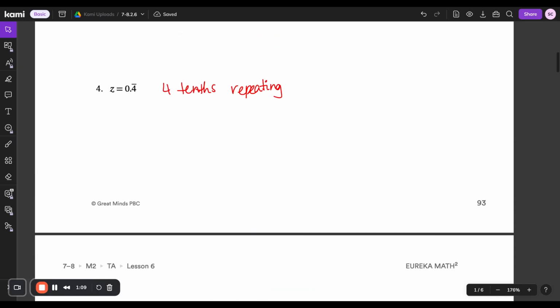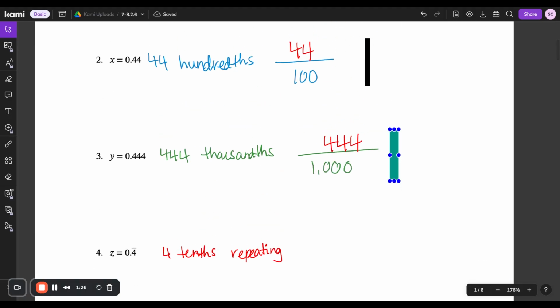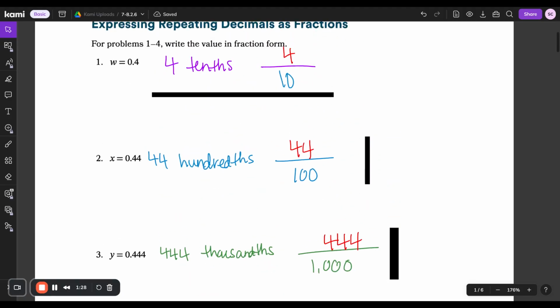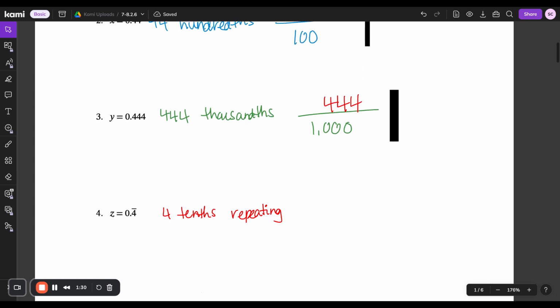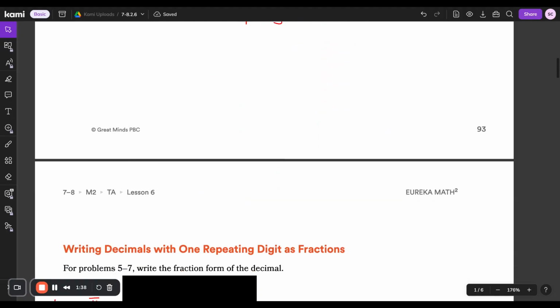So for the fourth one, we had z is equal to 0 and 4/10 repeating. For this one, because the tenths is repeating, or the 4 is repeating, this means that it goes on forever. So we don't really have a power of 10 that we can use as our denominator for this one, as we would do for the previous three. So we actually have to figure out what the denominator is going to be as a fraction, so that when we convert it to its decimal, it looks like 4 repeating.